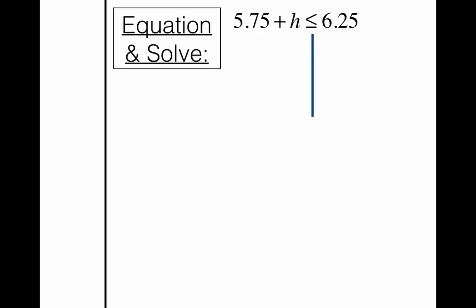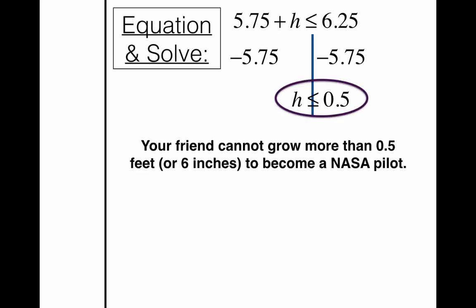We're going to take the 5.75 away. You can either use a calculator or do that in your head, and you get 0.5. So h is less than or equal to 0.5. What does that mean? Well, your friend cannot grow more than 0.5 feet. Half a foot is 6 inches. So your friend cannot grow any more than 6 inches to become a NASA pilot.